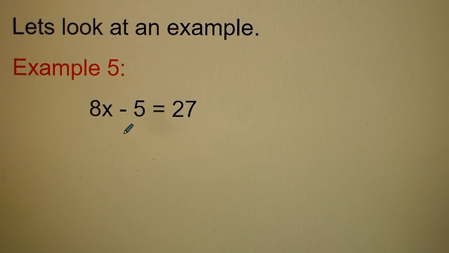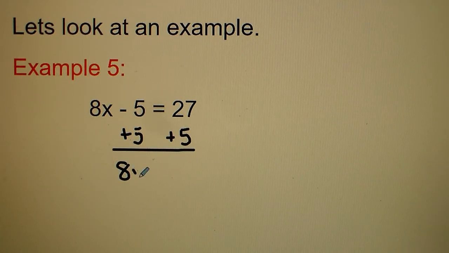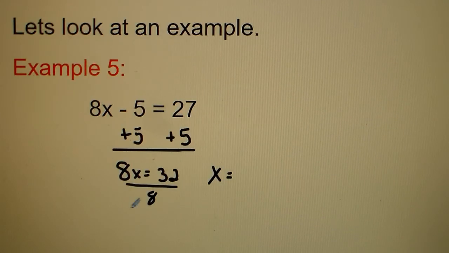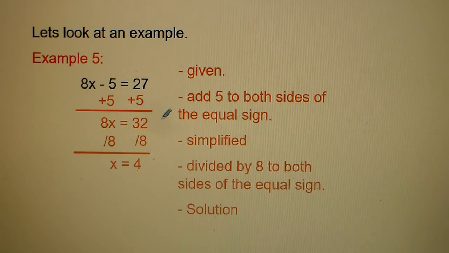8x minus 5 equals 27. Add 5 to both sides. So you have 8x equals 32. Divide by 8. You get x equals 32 divided by 8. That's going to be 4, as you see here.